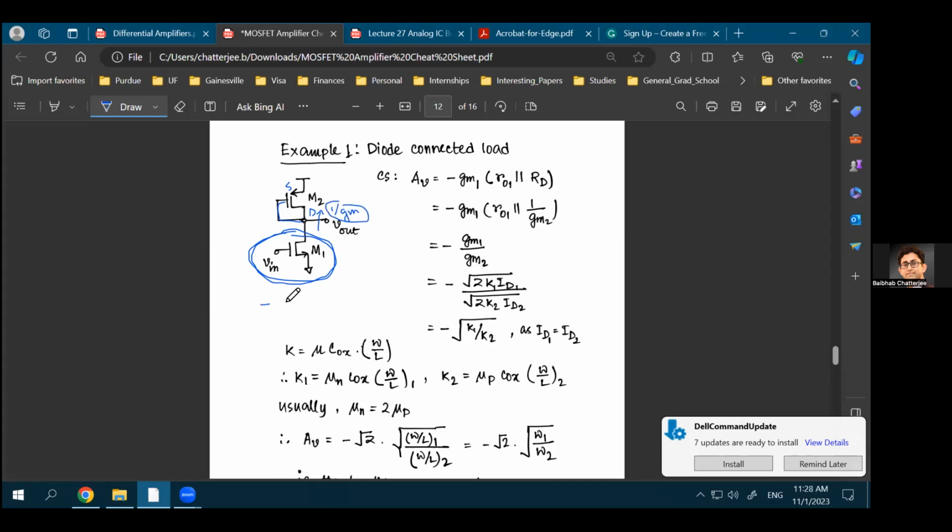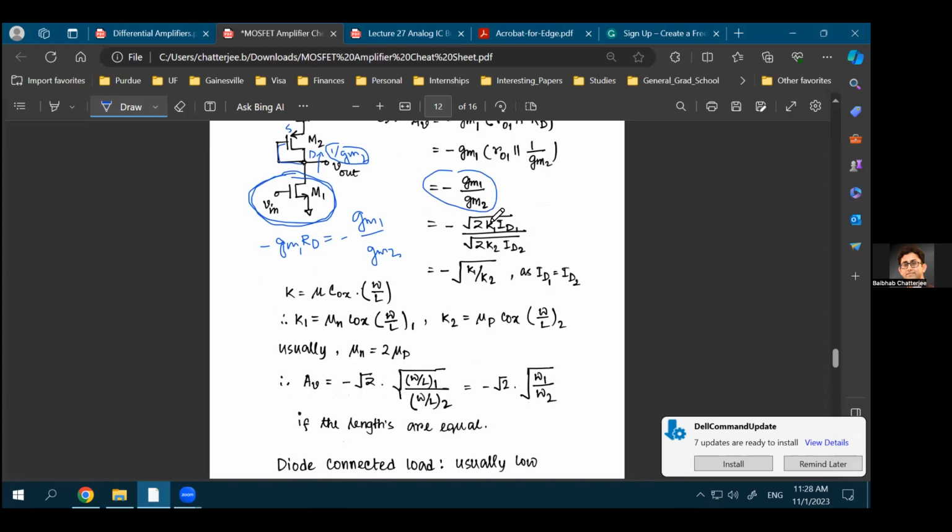So again, you already know that this equation will be Gm times RD, and your RD is basically, let's call it Gm1 times RD in this case, and you know your RD, the resistance connected at the drain, is 1/Gm2. That's for the M2 transistor. So this will be equal to minus Gm1 divided by Gm2. Okay? So that will be your gain for this scenario. And now you can represent your Gm as square root of twice K times ID. So you'll have square root of twice K1 times ID1 divided by square root of twice K2 times ID2. That gives you minus square root K1 over K2.